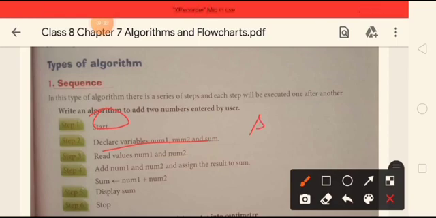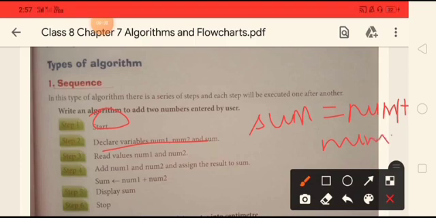And why are we taking sum? Because इस sum में ही हम लोग num1 प्लस num2 का रिजल्ट सेव करेंगे. That's why we are taking sum here. Read values num1 and num2, means यहाँ पर हम लोग को यूज़र से num1 और num2 की वैल्यू लेनी है. Then next one is add num1 and num2 and assign the result to sum.